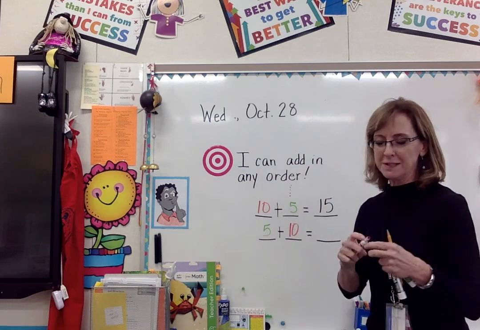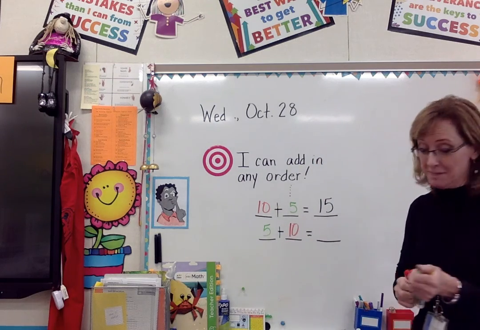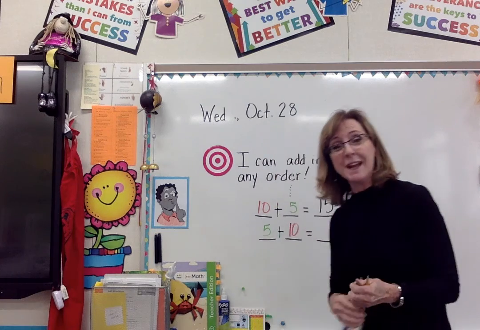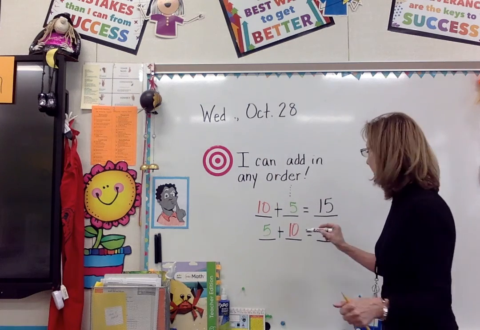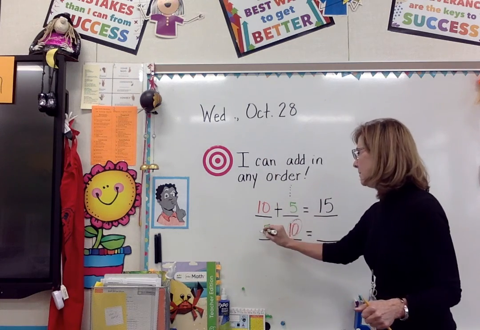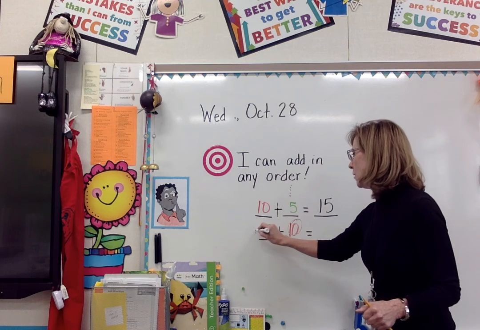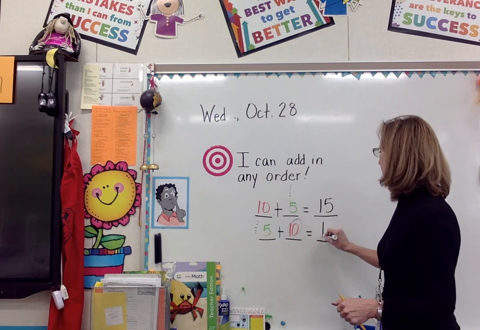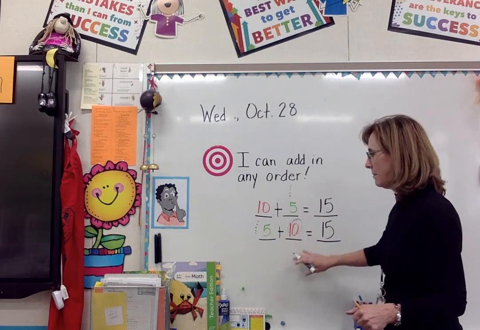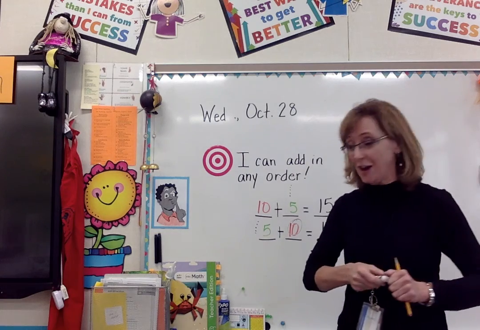I can do 5 plus 10. I'm going to be smart, though. I am going to say, you know what? I'm going to pick the greater number. I'm going to pick the 10, count on 5 more, 10, 11, 12, 13, 14, 15. My answer is the same. It does not matter which order those are in on addition.